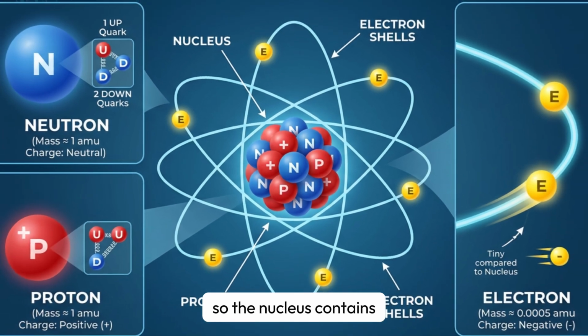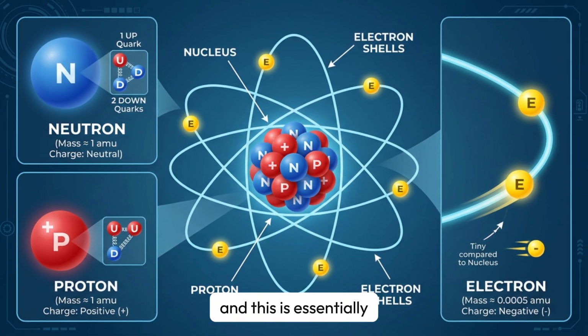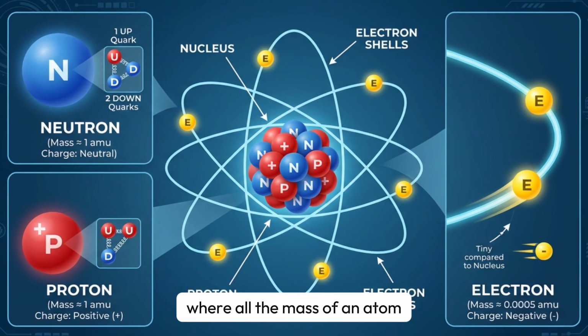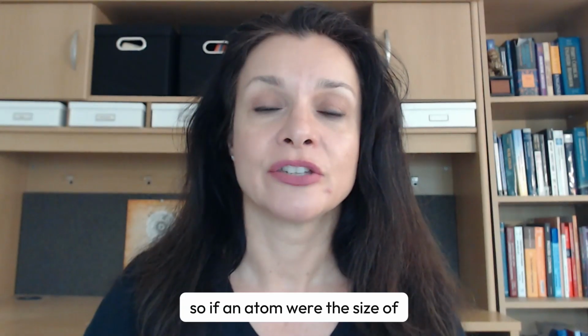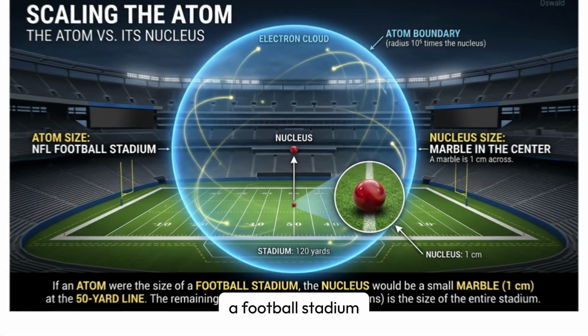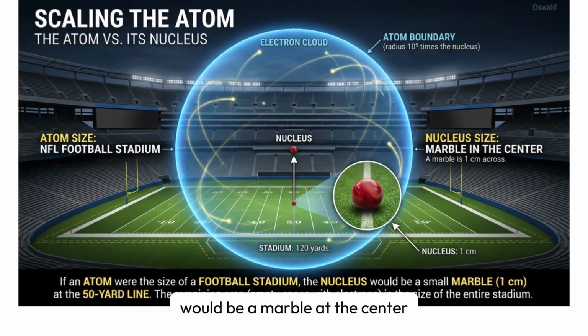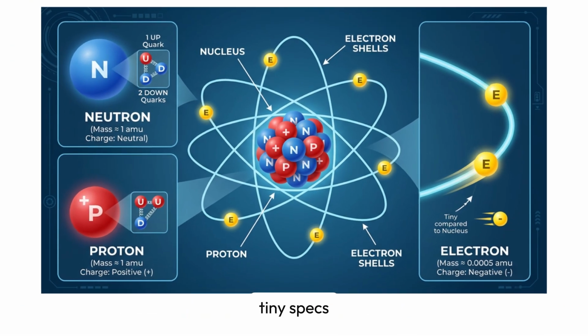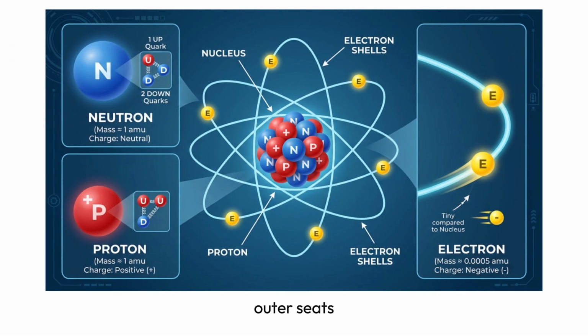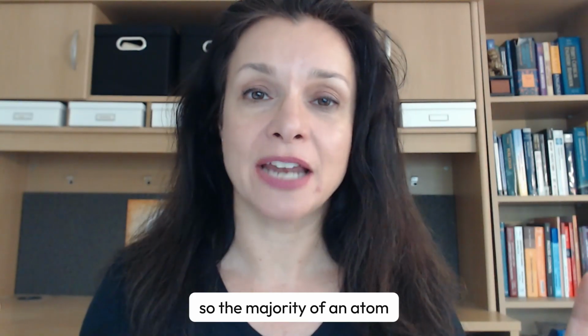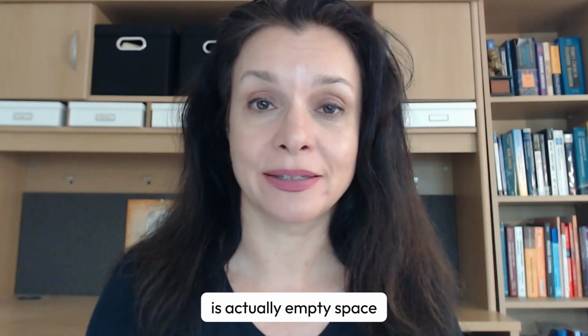So the nucleus contains protons and neutrons, and this is essentially where all the mass of an atom is actually concentrated. So if an atom were the size of a football stadium, that nucleus would be a marble at the center. And the electrons are those tiny specks orbiting somewhere in the outer seats. So the majority of an atom is actually empty space.